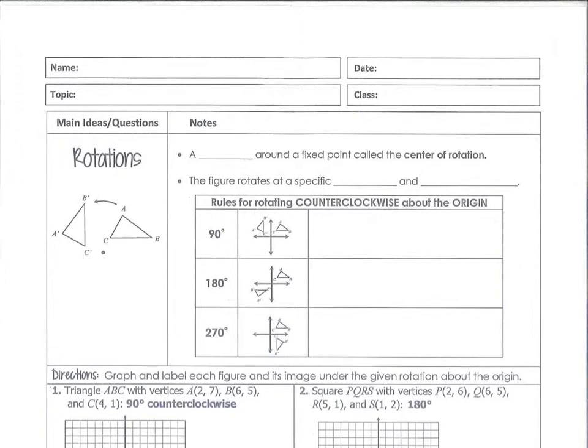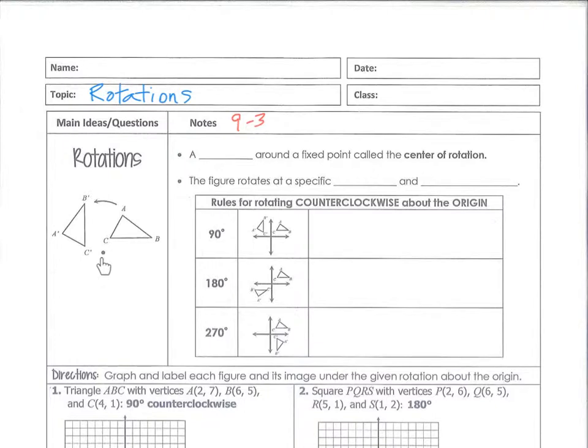Alright, so today's transformation is going to be rotation. So our topic is rotations. And these are notes for 9-3. So you've got a picture of what a rotation looks like. So this would be our original figure, and we are rotating this figure about a particular point. For your purposes, we're going to be rotating about the origin.